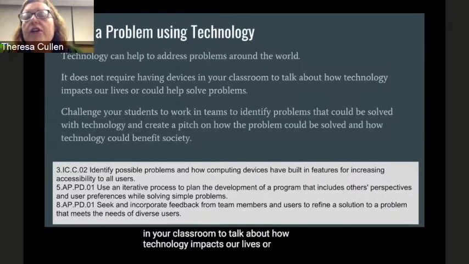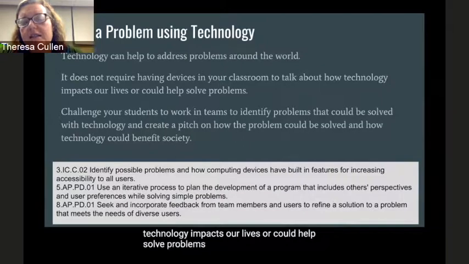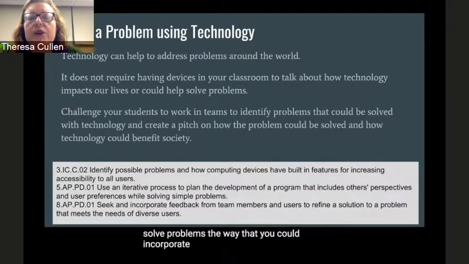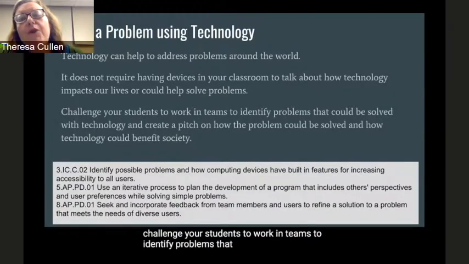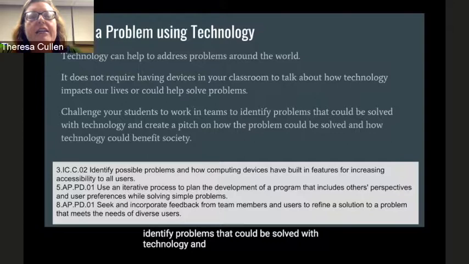The way that you could incorporate this in your lessons is to challenge your students to work in teams to identify problems that could be solved with technology and create a pitch on how the problem could be solved and how technology could benefit society.